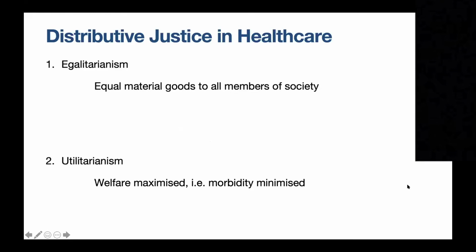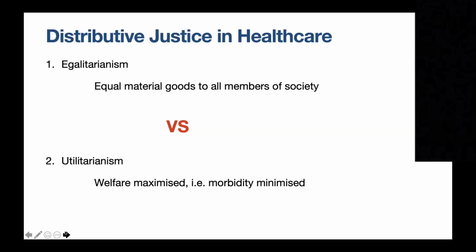The two main distributive justice principles that apply to healthcare are egalitarianism and utilitarianism. Like I said, egalitarianism aims to distribute equal material goods to all members of society because all members are morally equal. Utilitarianism aims to maximize welfare, and in the context of healthcare, we can think of that as a maximization of good health or a minimization of morbidity. And it's important to recognize that these two principles, although they are the most relevant to the healthcare context, are actually in tension with one another, and they often result in compromises when it comes to resource allocation decisions.